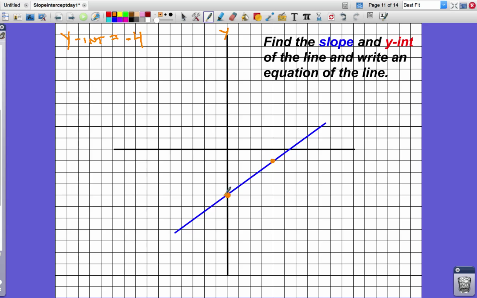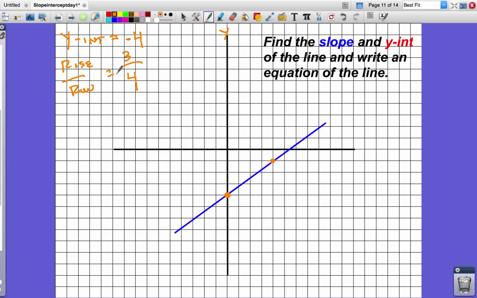And now I can calculate my slope, or my rate of change, my rise over my run, between this point and this point. So my rise is 1, 2, 3. And then my run is 1, 2, 3, 4. So my slope for this line is 3/4.